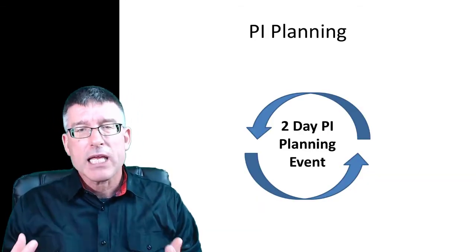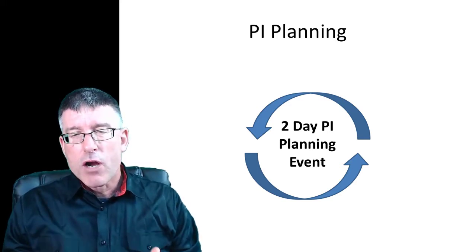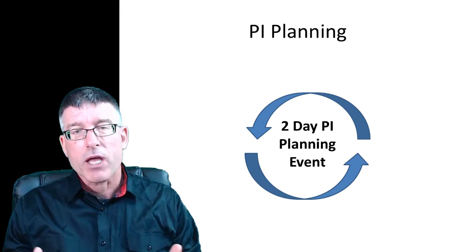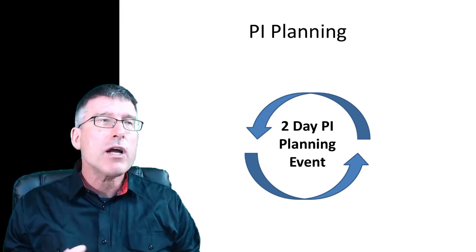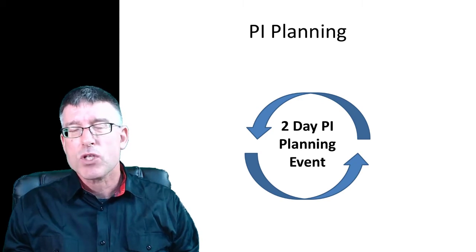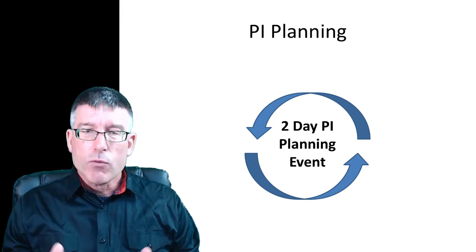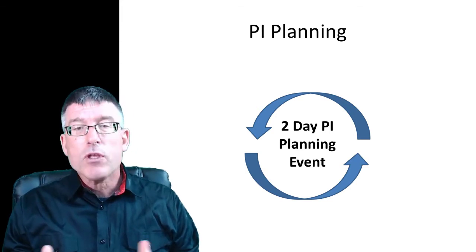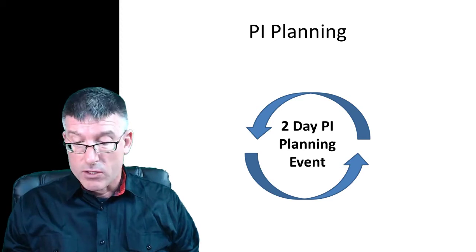The PI planning event itself, the generic event as recommended by Scaled Agile, is a 2-day planning event. There are agendas for teams that are distributed, but generally, if everyone is in the room and within the same time zone, then the event is a 2-day event.